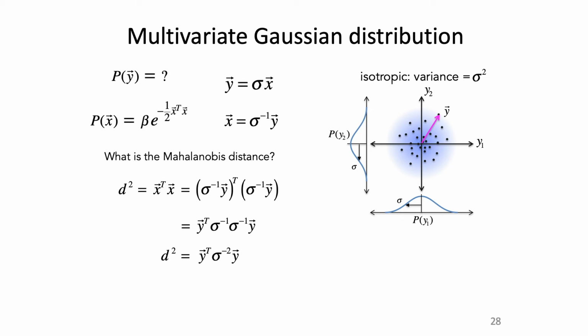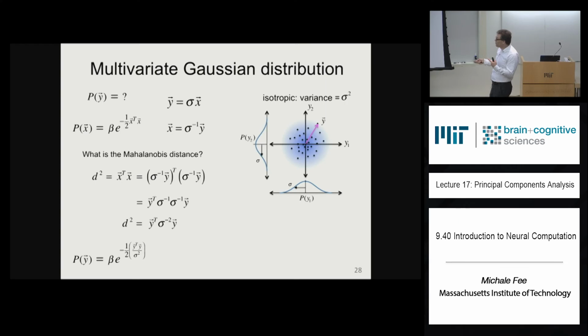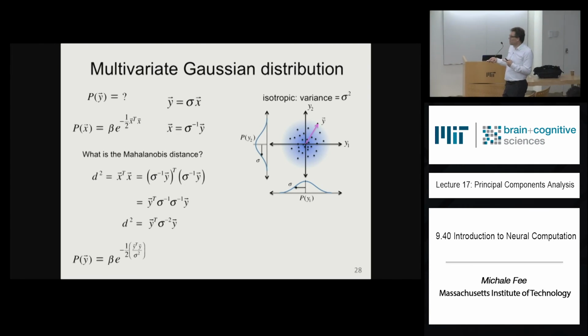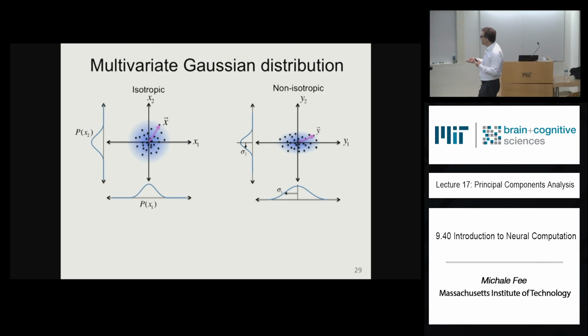Okay, and when you do that, you find that the distance squared is just y transpose sigma to the minus 2 y. Okay, so there is our Gaussian distribution. There's the expression for this Gaussian distribution with a variance sigma. All right, we can rewrite this in different ways.